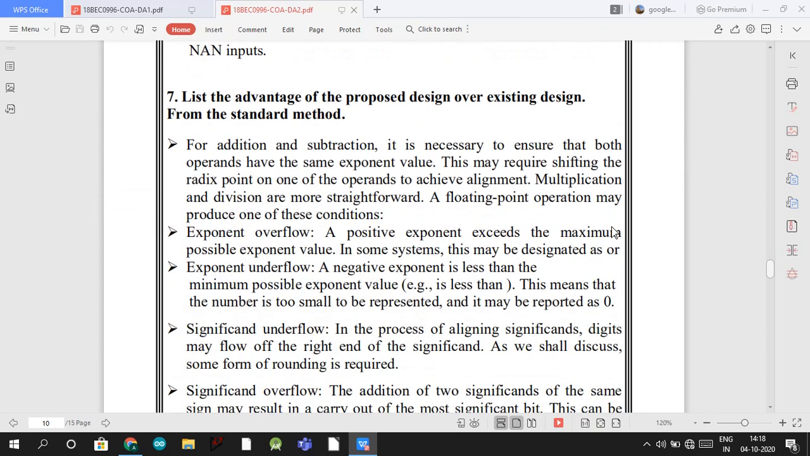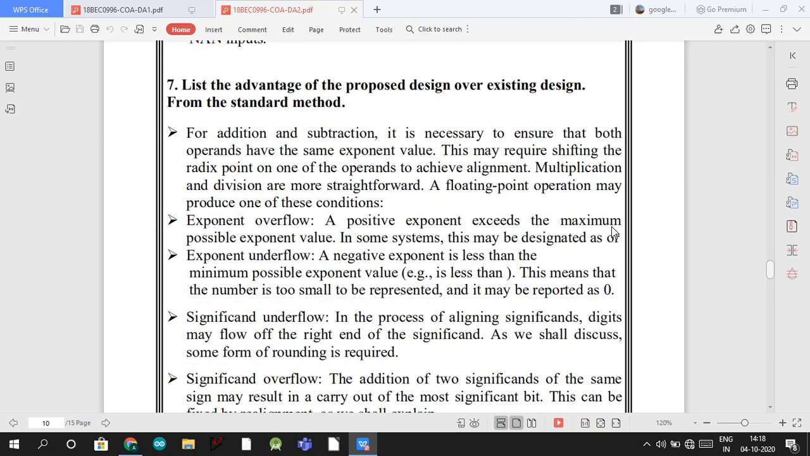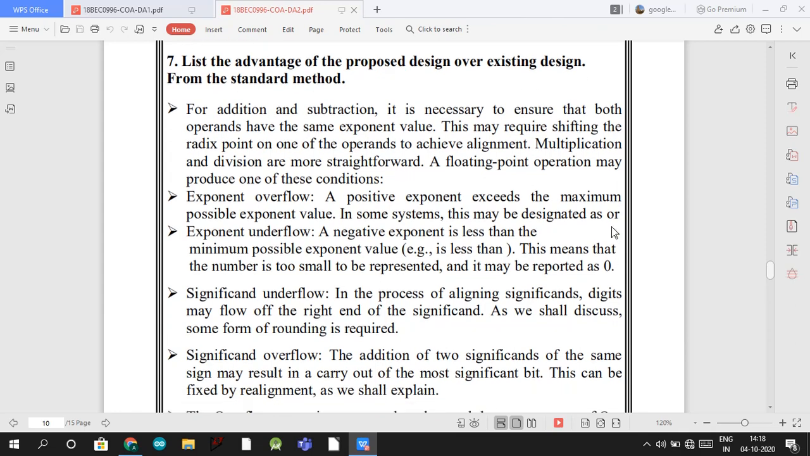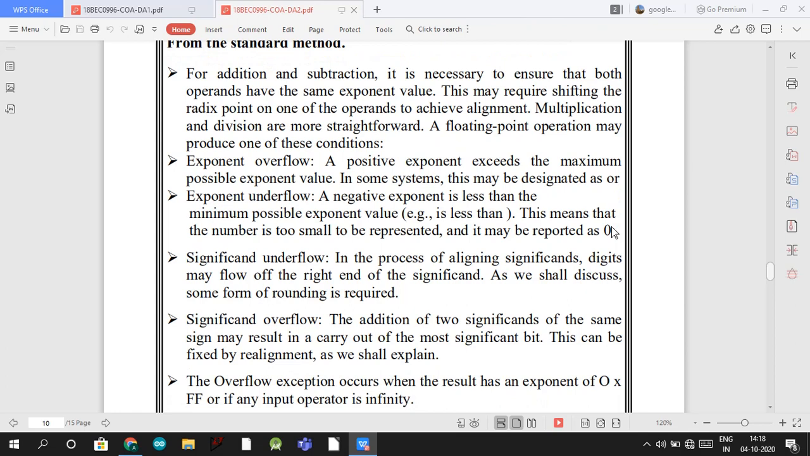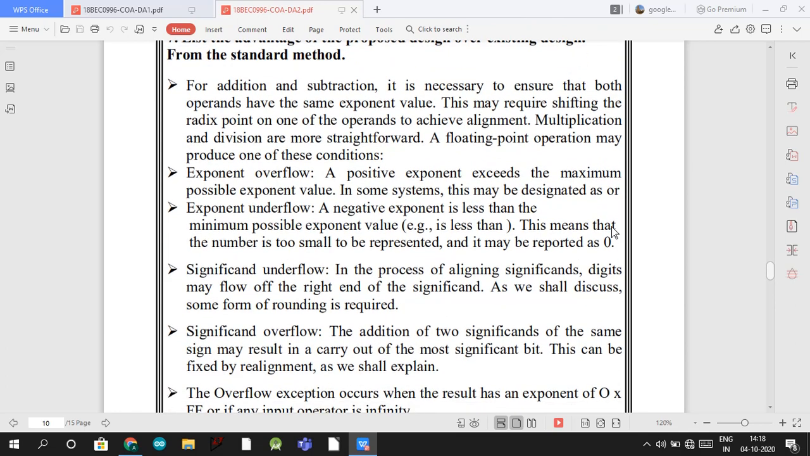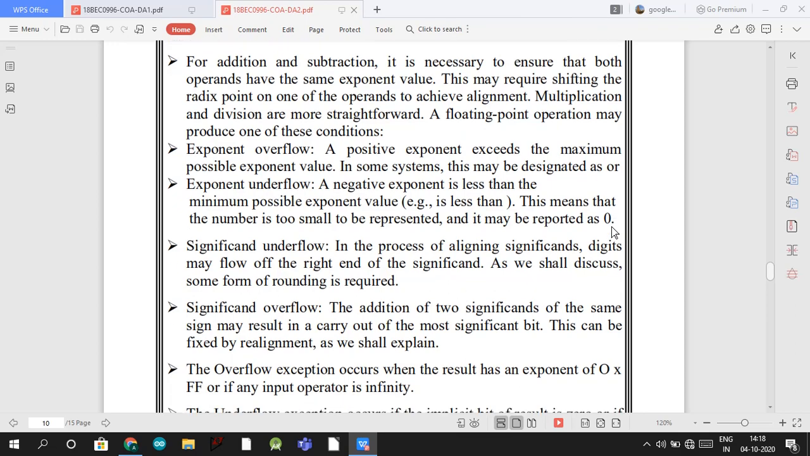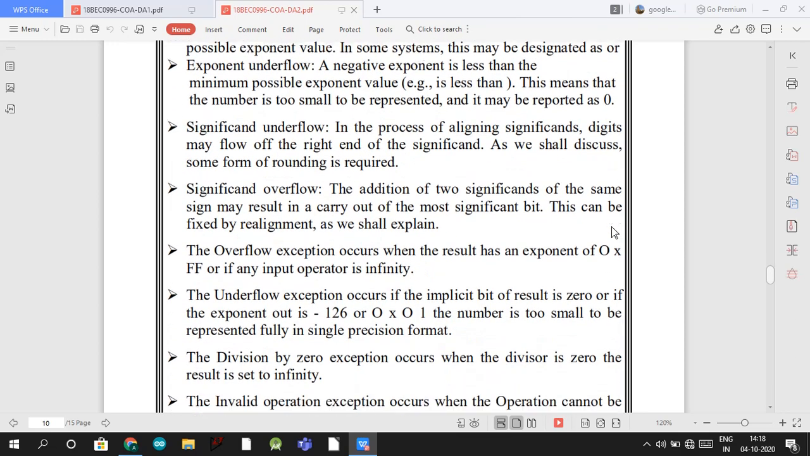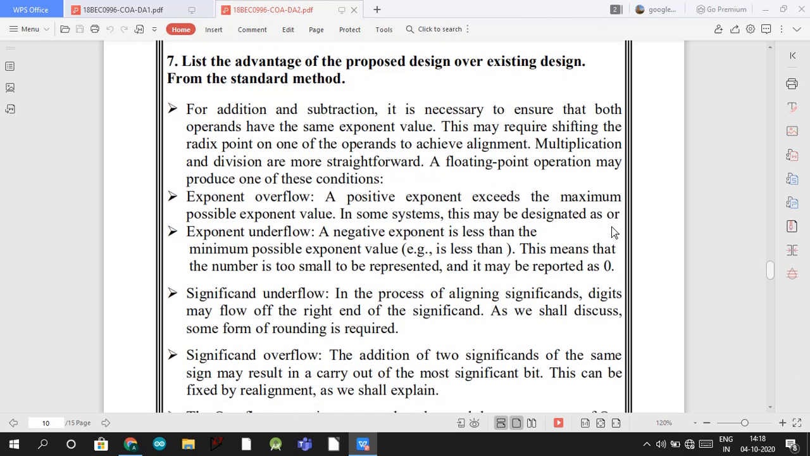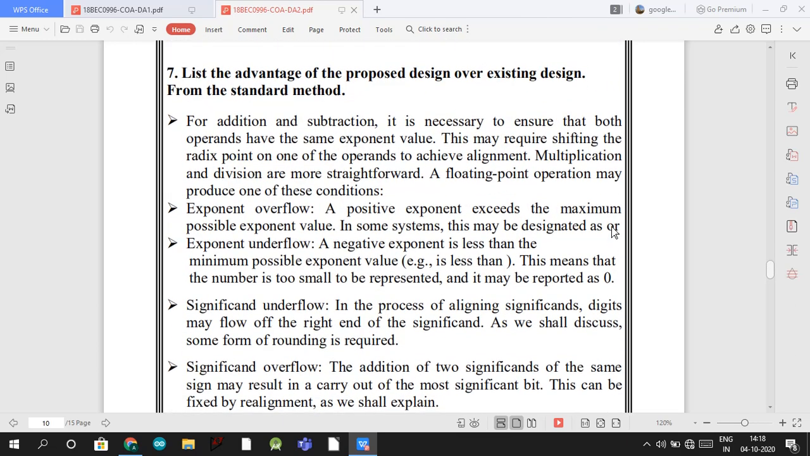Next question, the 7th question: list the advantages of the proposed design over the existing design from the standard method. Here they asked for advantages of the proposed design. These are some advantages for this proposed design. For addition and subtraction, exponent overflow, significand overflow, overflow exception and underflow exception, I have listed them. If you want to study, you can study these advantages.